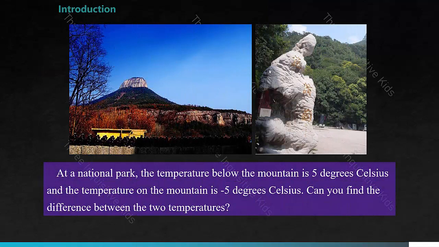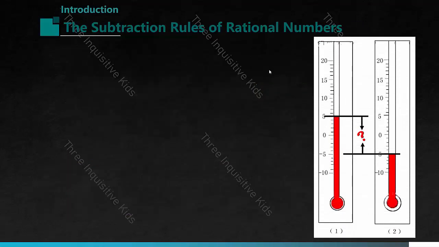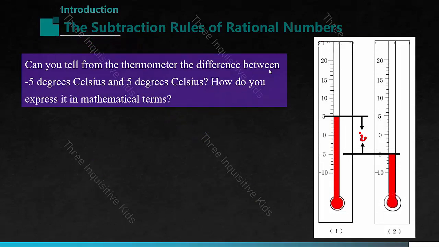Introduction. At a national park, the temperature below the mountain is 5 degrees Celsius, and the temperature on the mountain is -5 degrees Celsius. Can you find the difference between the two temperatures? Here we have 2 thermometers. Can you tell from the thermometers the difference between -5 and 5 degrees Celsius? And how would you express this in mathematical terms?